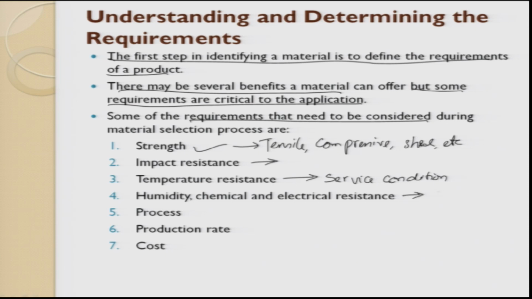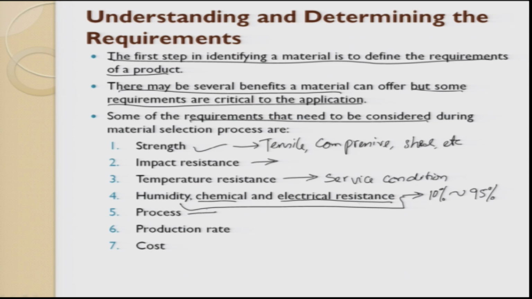Then comes humidity. See, the relative humidity in certain parts of the country varies from 10%, it goes up to 95%. So you see so much water in the atmosphere, so your workpiece, your product should not absorb. Then on top of it, chemical, and then electrical. Chemical is corrosive environment, electrical is sometimes used for insulation properties also.